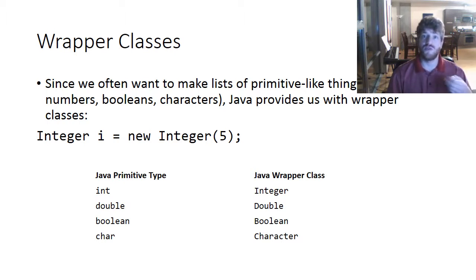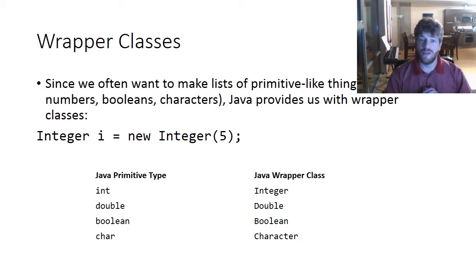Java provides us with what are called wrapper classes. And they're very well named. They're exactly what they sound like. They're objects that wrap around a primitive value and allow us to pass that primitive around as if it were a full-fledged object, because technically it is. So every primitive in Java has a corresponding wrapper type. For int, the wrapper type is Integer. For double, it's Double. For boolean, it's Boolean. And for char, the wrapper type is Character.